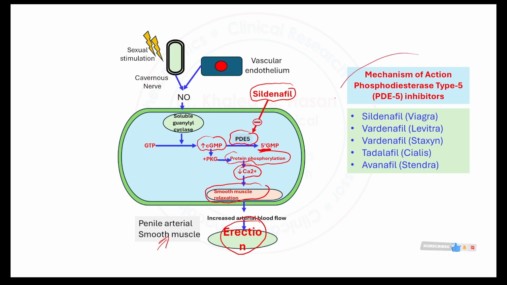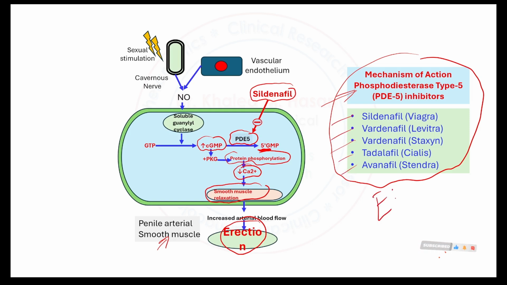For your information, what types of phosphodiesterase inhibitors do we have? We have Viagra, Levitra, Stendra, Cialis, and Staxyn. All of this list of medications is used for erectile dysfunction.